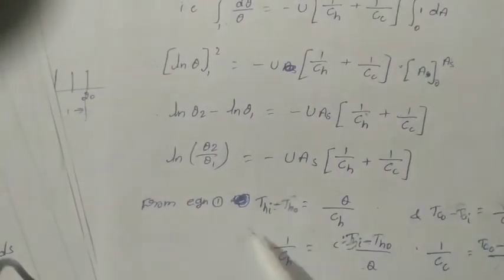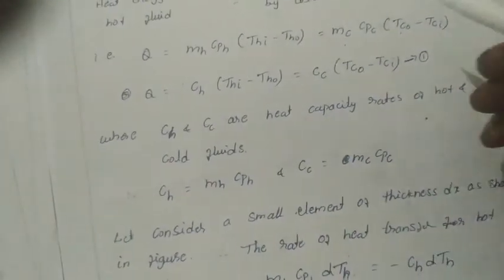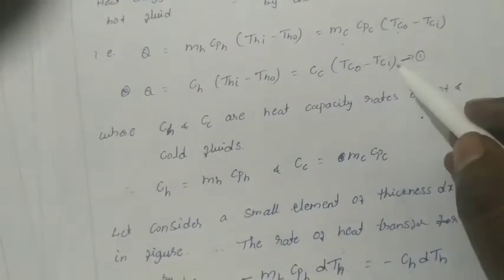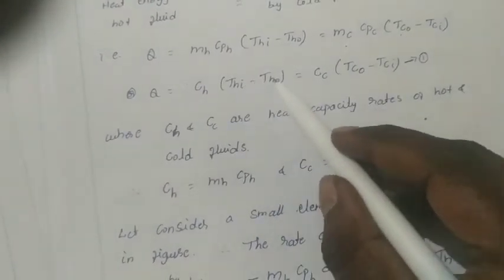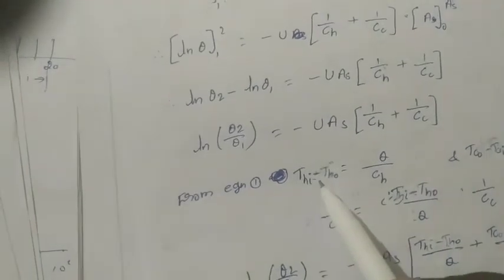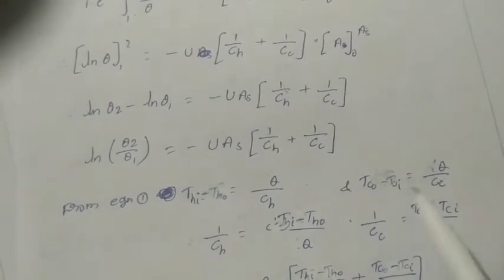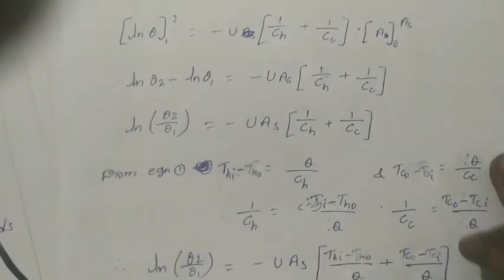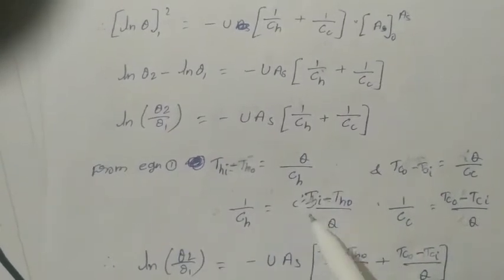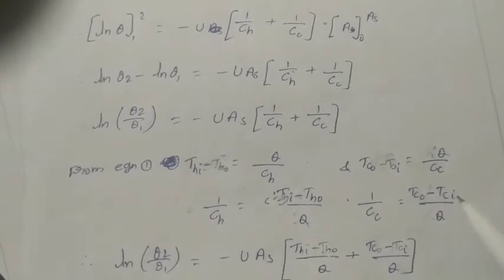Now from equation number 1, where is equation number 1? We can check it once. Look at it, this is equation number 1. From equation number 1, we can write that Thi minus Th naught is equal to Q by Ch. At the same time, Tc naught minus Tci is equal to Q by Cc. Hence we identify 1 by Ch is equal to Thi minus Th naught divided by Q, and 1 by Cc is equal to Tc naught minus Tci divided by Q.